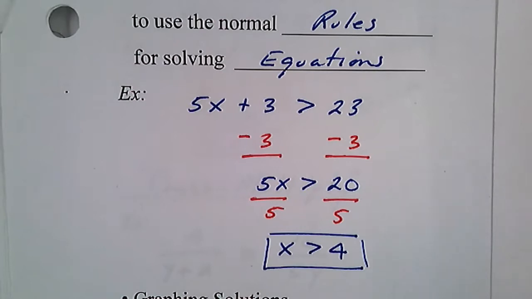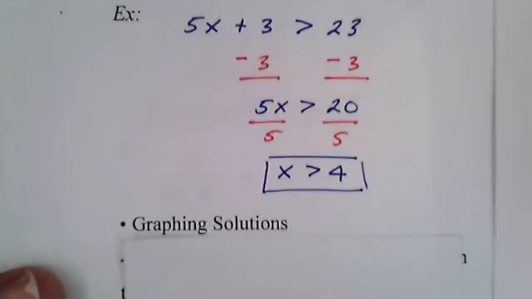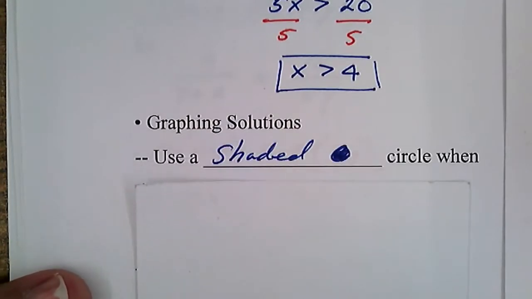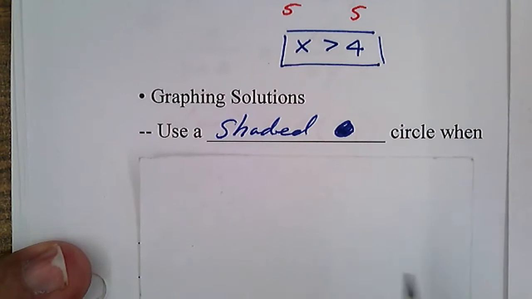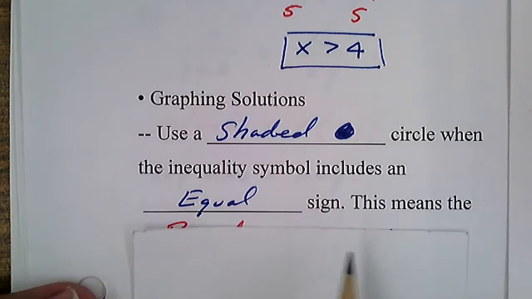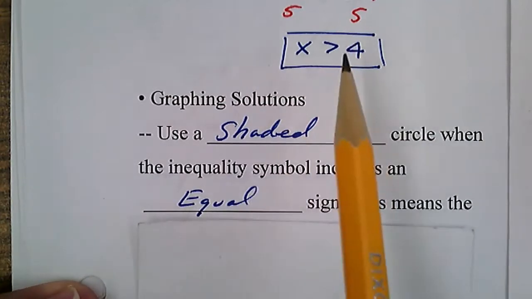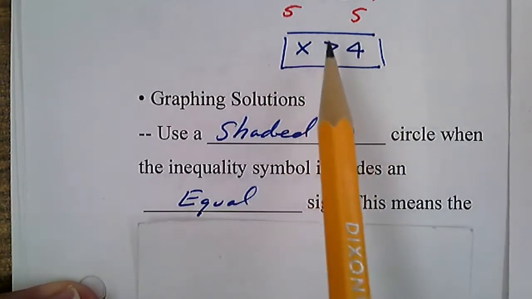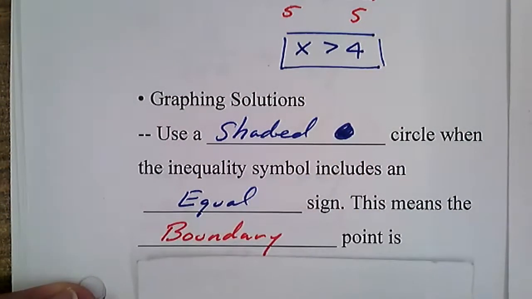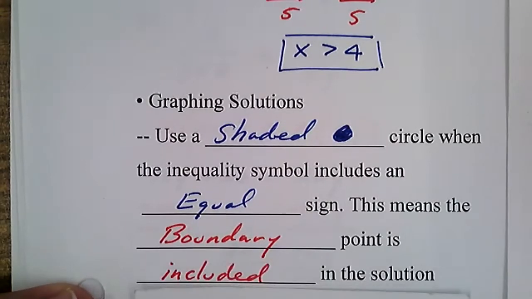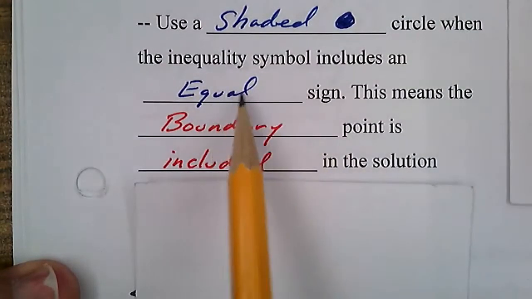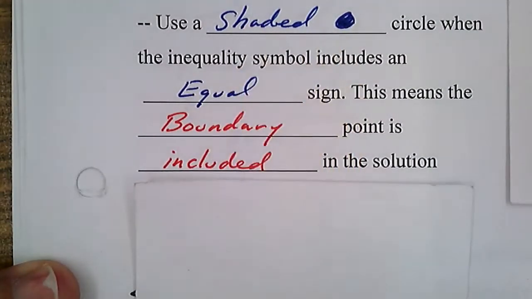Let's talk about graphing your solutions. Remember, we want to use a shaded circle when the inequality symbol includes the equal sign. For example, up here, there's no equal sign, right? So we want to use a shaded circle when there is an equal sign. This means the boundary point is included. So if there's an equal sign, we want to shade our circle.